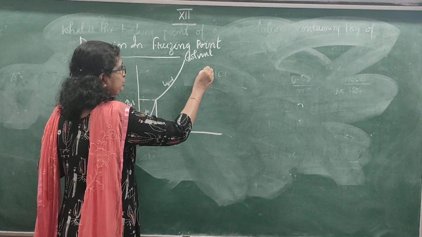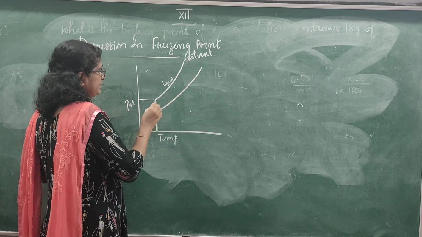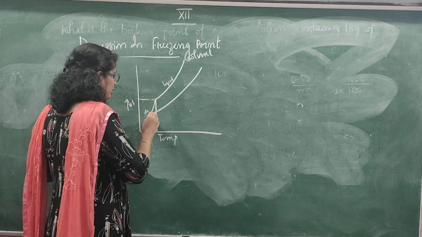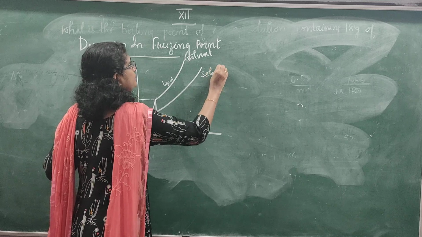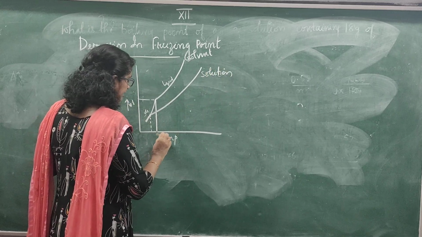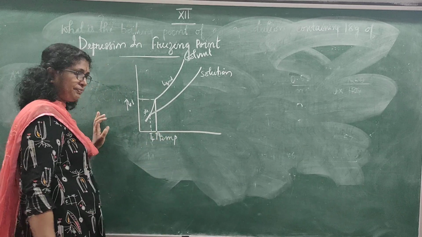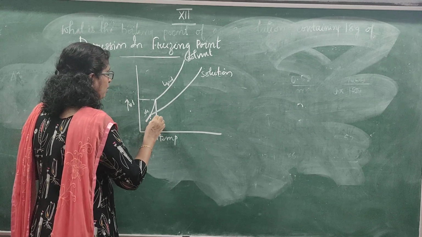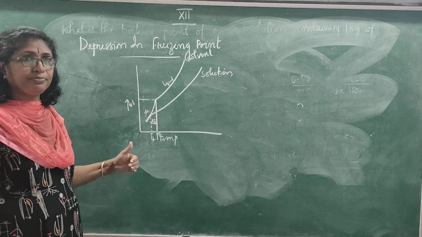Now you take the solution. The solution again we plot. Then here, reaching here, the solid and liquid phase are coexisting. So this is the freezing point of the solution. Okay. So this is the solvent. That is T0 and this is Tf, the freezing point. And this difference is called depression in freezing point or delta Tf. The freezing point is decreasing.